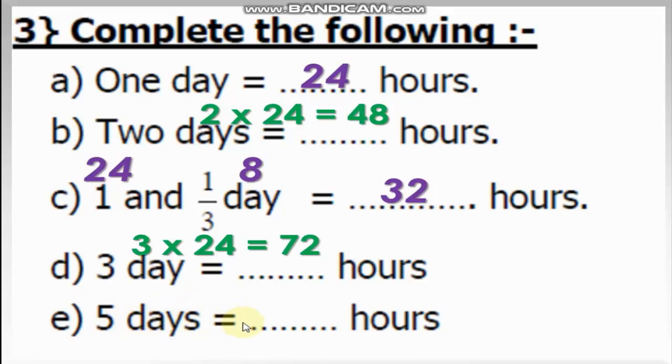5 days equals how many hours? We multiply 5 times 24. So 5 times 4 equals 20. 0 and carry 2. 5 times 2 equals 10. 10 plus 2 equals 12. The result here will be 120 hours.